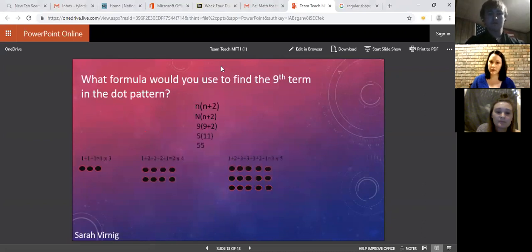And we always do inside of parentheses first. So we do 9 plus 2, which gives us 11. And then 11 times 5 gives us 55. So we know from this that our 9th term would be 55.